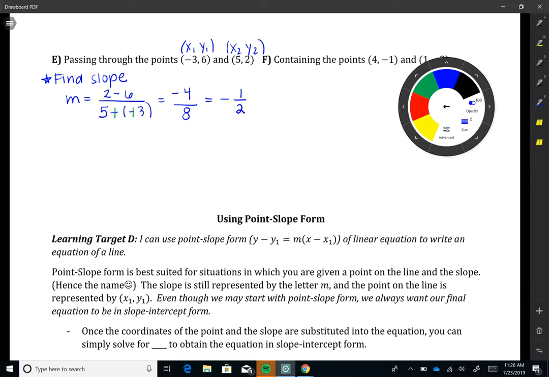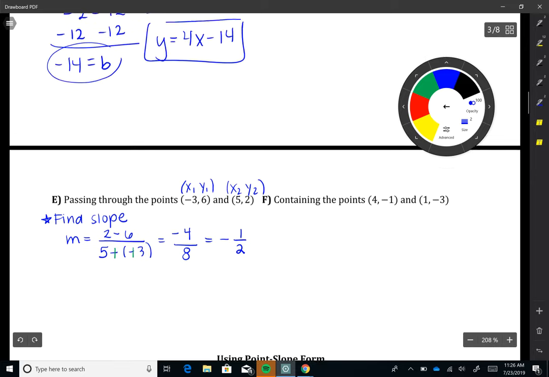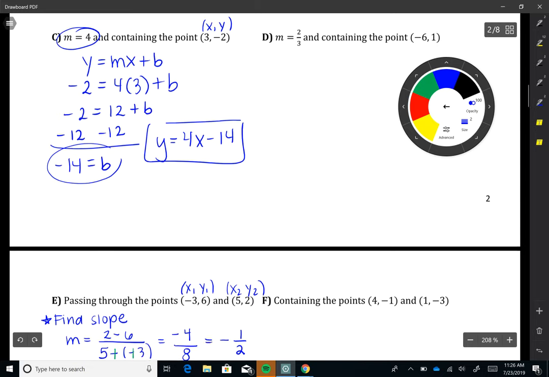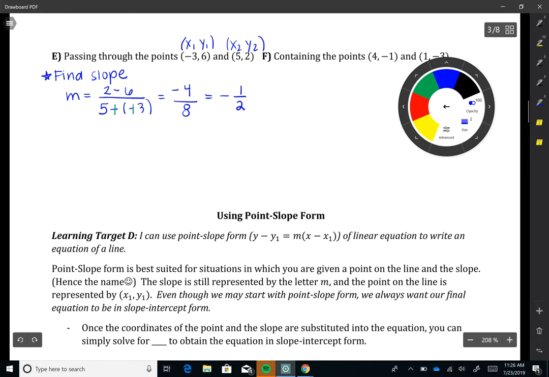Now we have our slope and we have a couple points. So similar to example C, when we had the slope and one point, we can just pick a point and plug that in for the x and y, and then use our slope, plug that in for m, and we can solve for b. So we have y equals mx plus b. So whatever point floats your boat, doesn't matter. I'm just going to pick the first one, where my y value is 6. I found my slope to be a negative 1/2. My x value is negative 3, and then I have plus b.